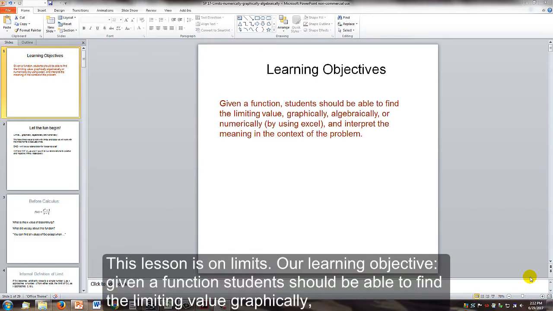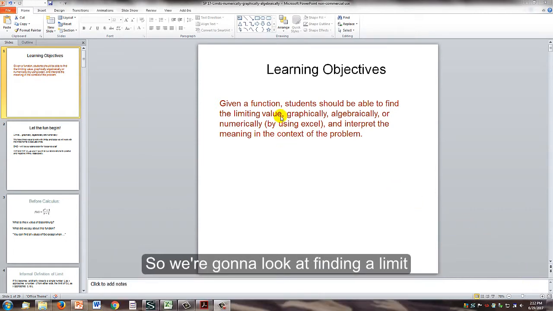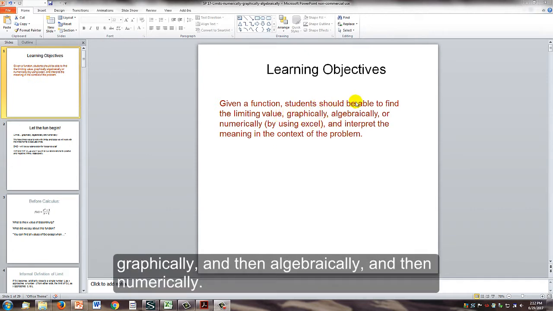This lesson is on limits. Our learning objective: given a function, students should be able to find the limiting value graphically, algebraically, or numerically by using Excel and interpret the meaning in the context of the problem. So we're going to look at finding a limit in three ways. We're going to look at it graphically, and then algebraically, and then numerically.